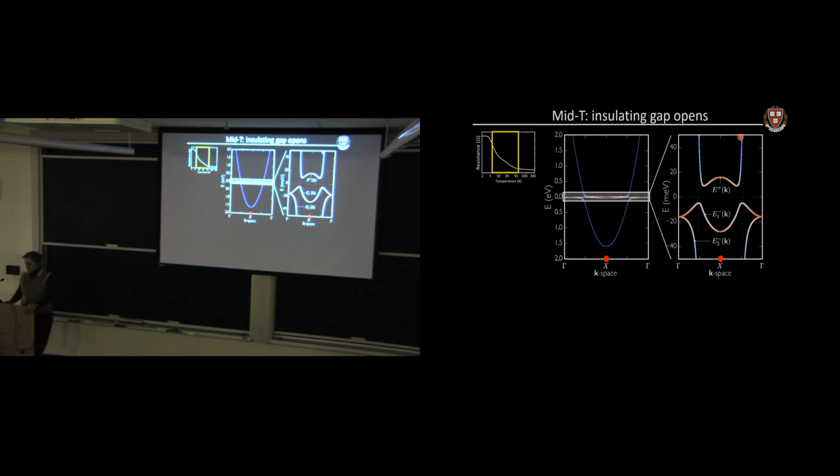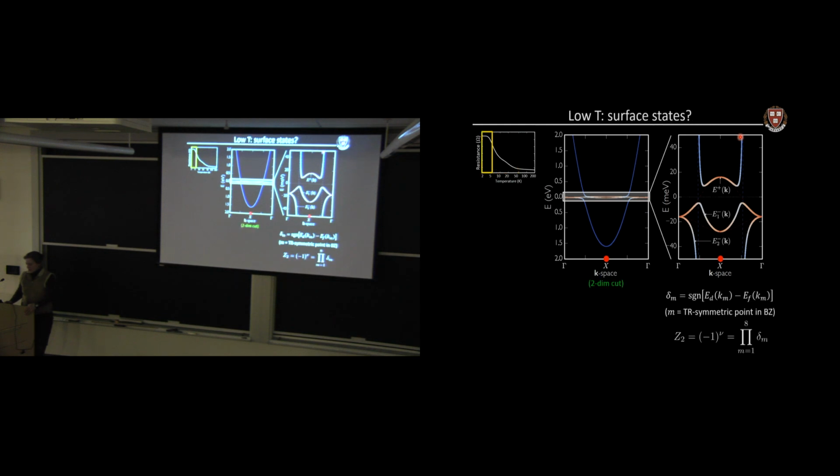But I simplified a little bit because this is just a cut along one axis of the material. Well, I should have said it's a one-dimensional cut. This is the one-dimensional cut that tells me at one location in momentum space there's a band inversion.